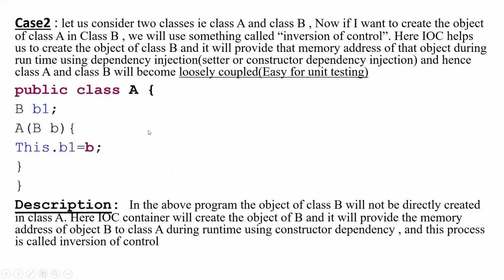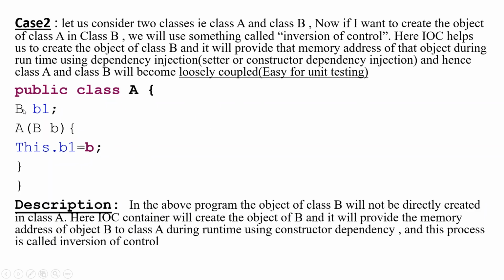Now, in order to achieve a loosely coupled architecture, I have taken another program here. Let us consider two classes again, class A and class B. Now, I want to create an object of class B in class A. Whenever we use the new keyword, that means we are going to create an object of a class.